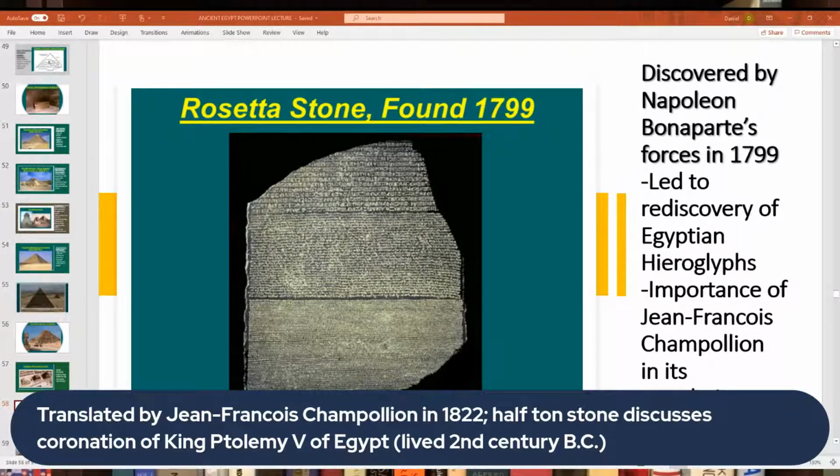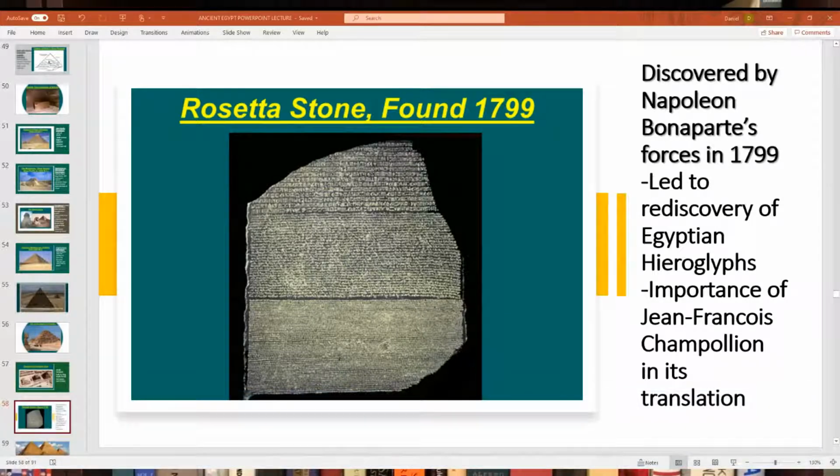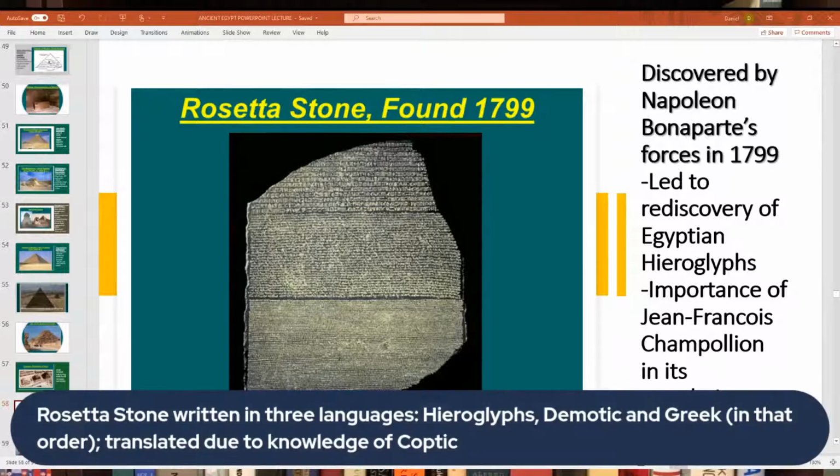What the stone was about was an inscription that discussed the coronation of one of the Ptolemaic kings, the Ptolemaic dynasty of Egypt, back in the 2nd century. He was being crowned as king of Egypt. His name was Ptolemy V. Because not everybody knew hieroglyphic writing, they wrote it in multiple languages. It was written in 3 languages.